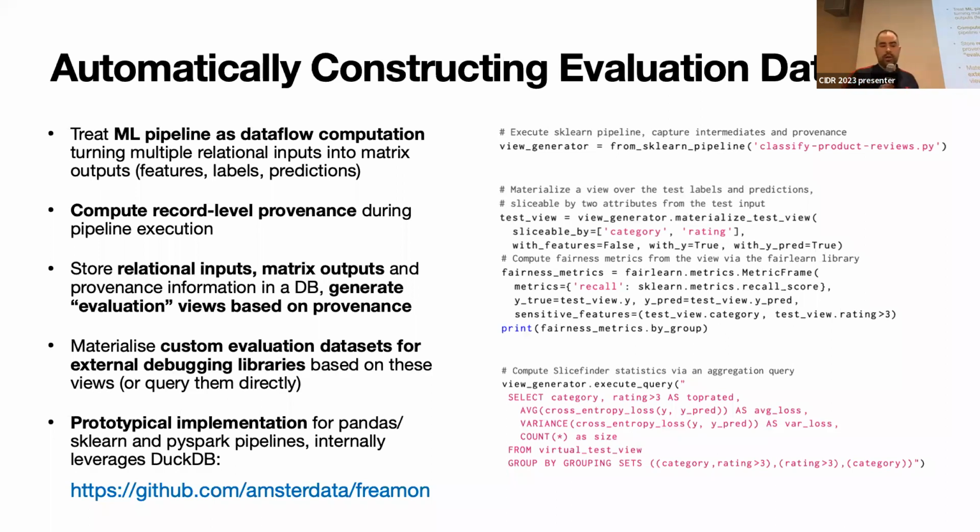What we show in our prototype is that if we take these relational inputs and also store the matrix outputs and the provenance polynomials in a database, then it's relatively easy to generate what we call evaluation views based on this provenance data. Then we can make it very easy for data scientists to run certain kinds of analysis. We have some examples of how to materialize custom evaluation data sets for external debugging libraries from these views, for example, for fairness libraries. It also turned out that in many cases, you don't actually need special libraries. Many of these debugging techniques can be formulated as certain aggregation queries and directly run on this data.